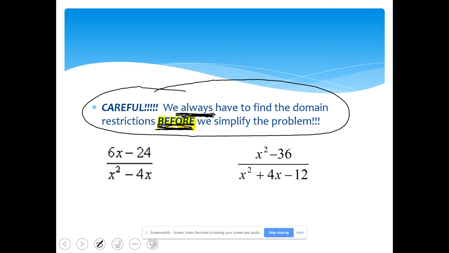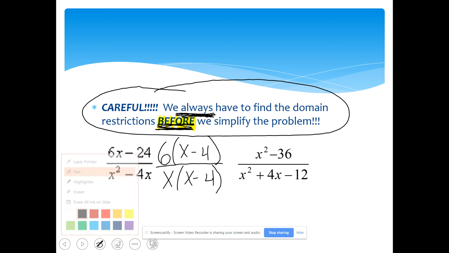On the top or the numerator, we have a common factor of 6. When I pull that out, I'm left with x minus 4. X minus 4 cannot be factored further. On the bottom, starting with a common factor, it's x, leaves us with x minus 4. That also cannot be factored any further. Now, I see that I'm going to cross off those x minus 4s, but before I can do that, I have to find my restrictions.